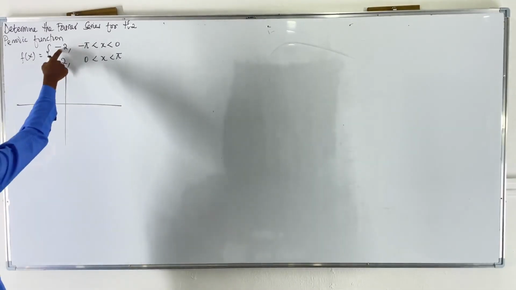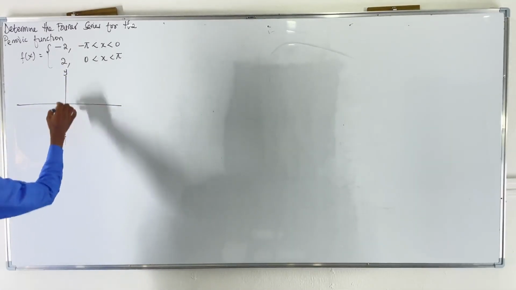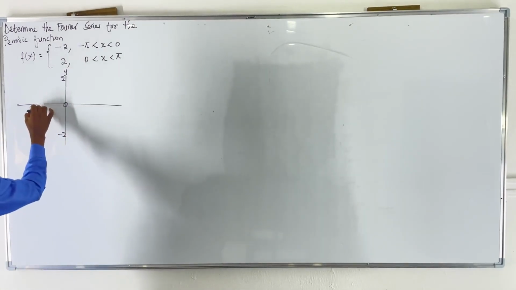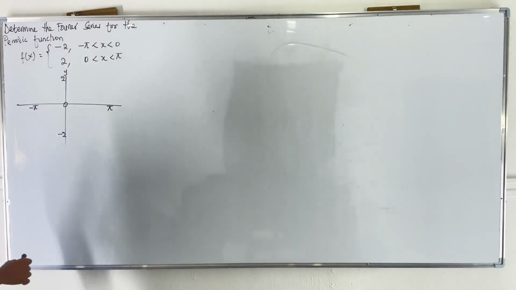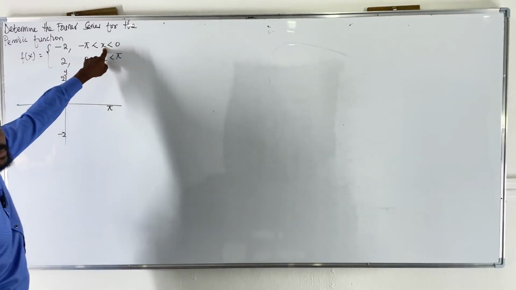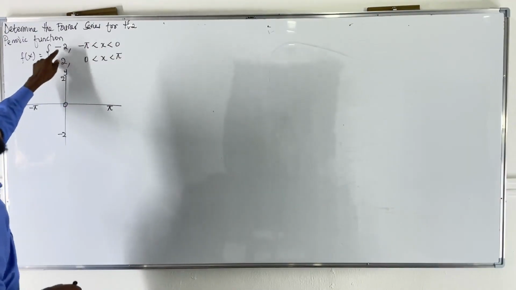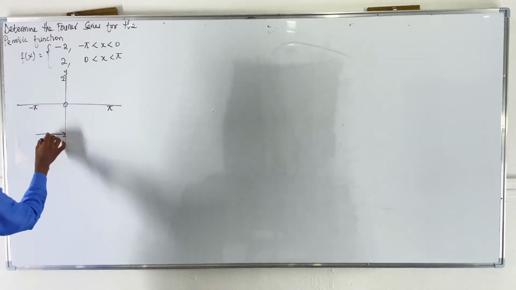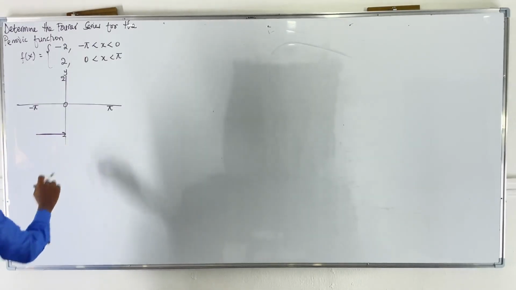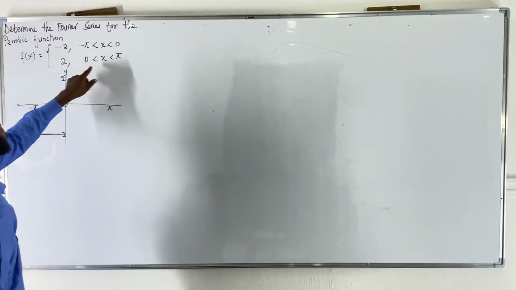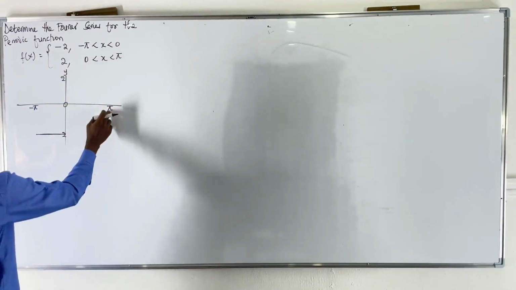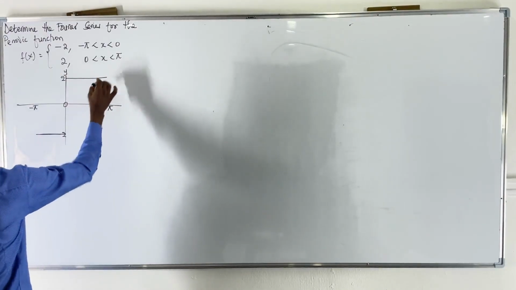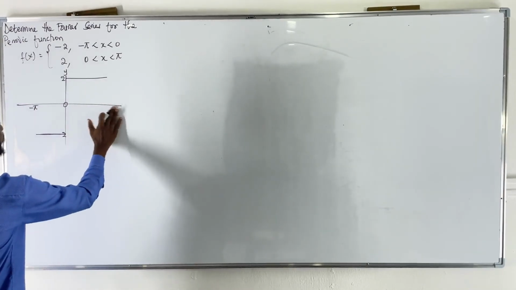Now, I've got minus 2 and positive 2. Now, this is 0 for x, this is minus pi, and then this is pi. From minus pi to 0, it was minus 2. So I kind of have something like this. It was minus 2 throughout. So it was this line that you have here. Then from 0 to pi, it was a positive 2.